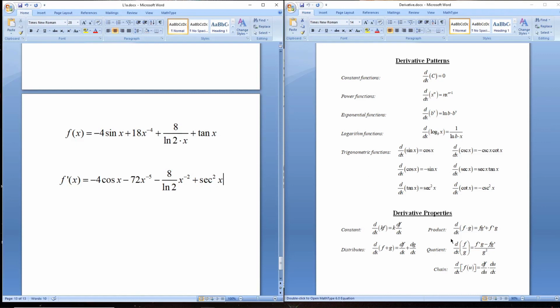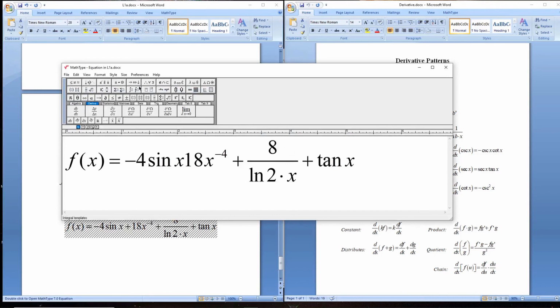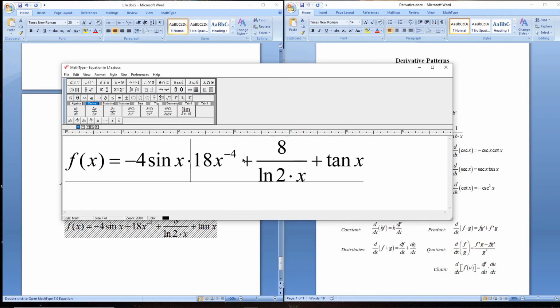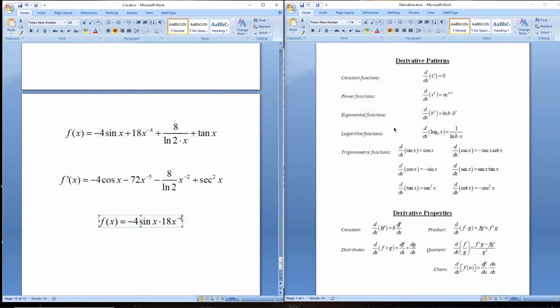And in the next lecture, we will talk then about how you do derivatives. How do you do derivatives if you have things multiplied by each other? Like that. How would we do multiplication? That's the product rule, which we will talk about in the next video.